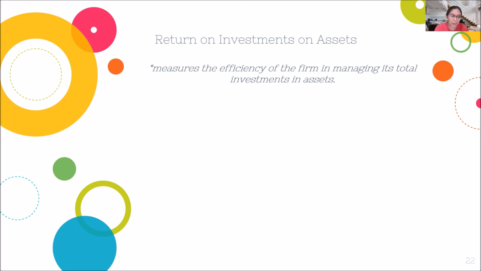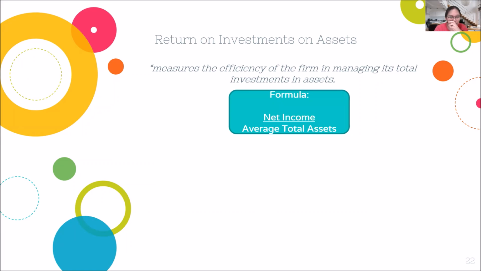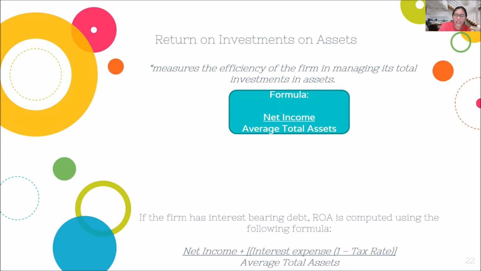Ngayon ito, mas mapapatunayan mo pa that it's true, no? Kasi our formula for this one is the net income over the average total assets. So, ilang percent ba ang kinita ng company using those assets, no? If the firm has an interest-bearing debt, the ROA is computed using the following formula. So, pag walang interest-bearing, yun yung formula natin. But for this one, it's the net income plus you have to add the interest expense after deducting the taxes, no? Divided by the total assets.